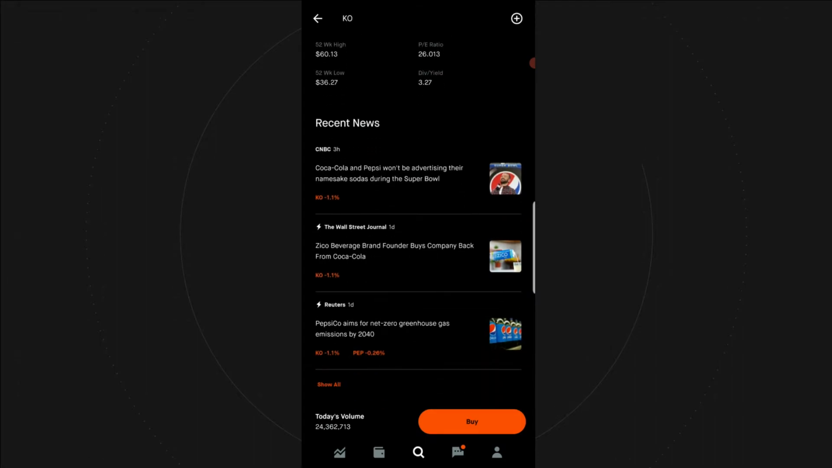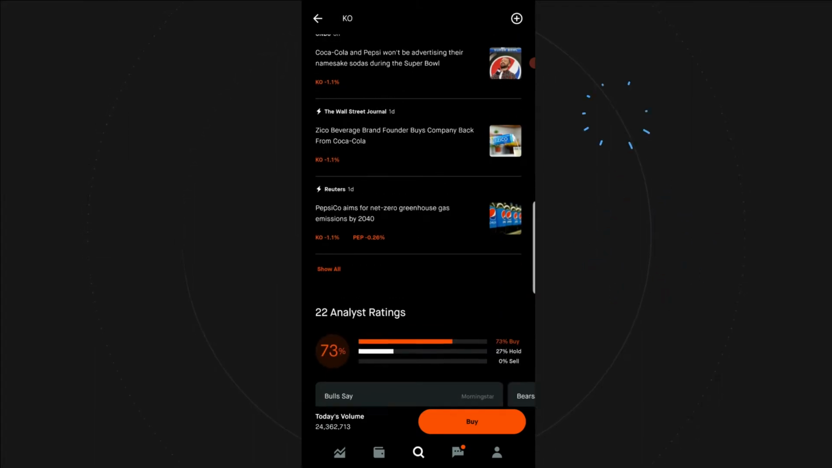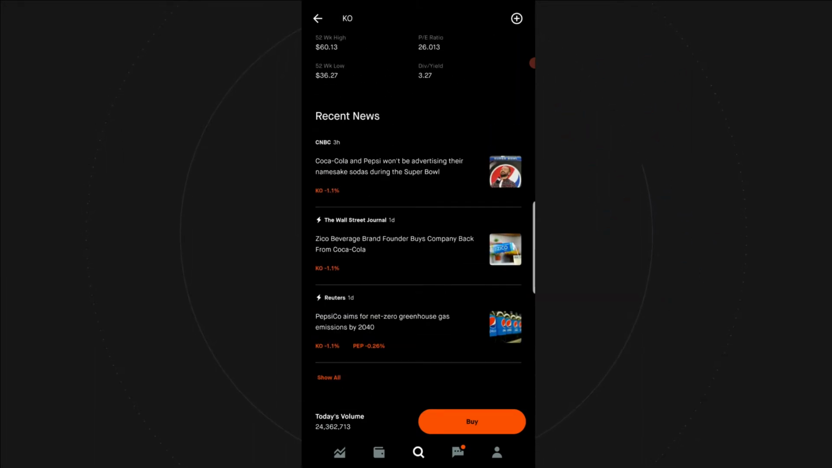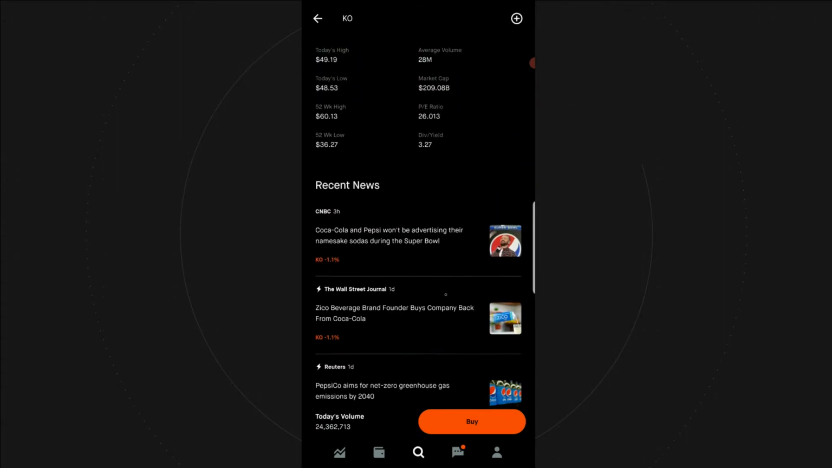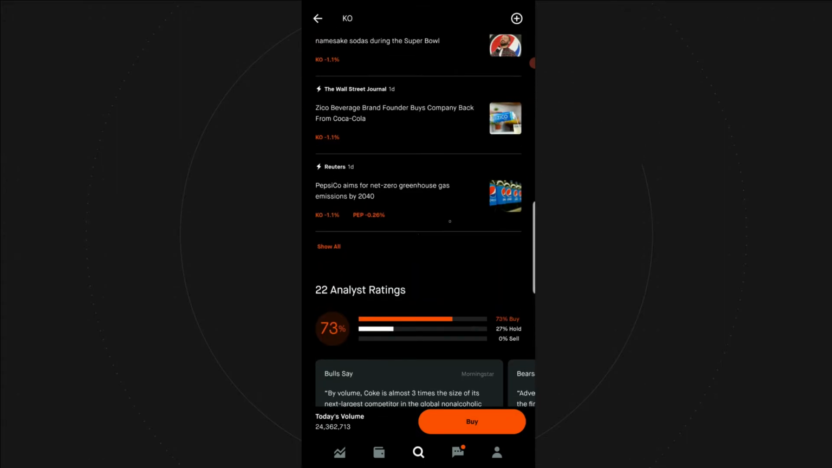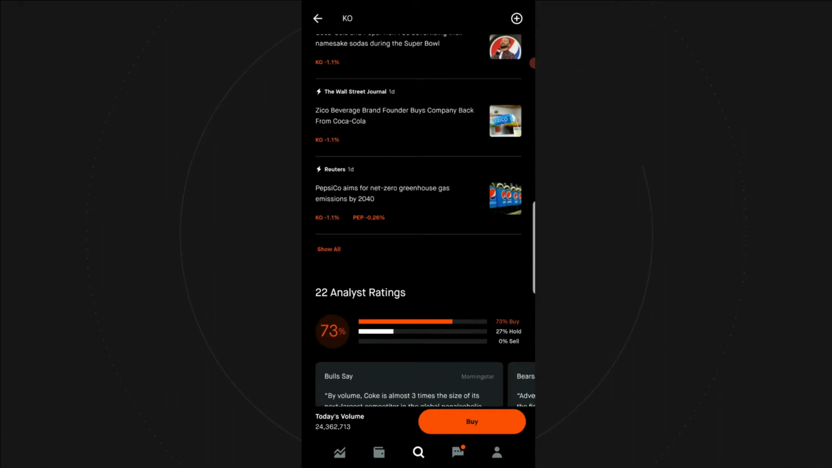As we scroll down here, all investing apps do this. They give you news centered around that company, and maybe other companies that are also in their niche. So here we can see we looked up Coca-Cola, but we do have some stuff here from Pepsi and just information, somewhat relative information regarding the stock we're looking at.